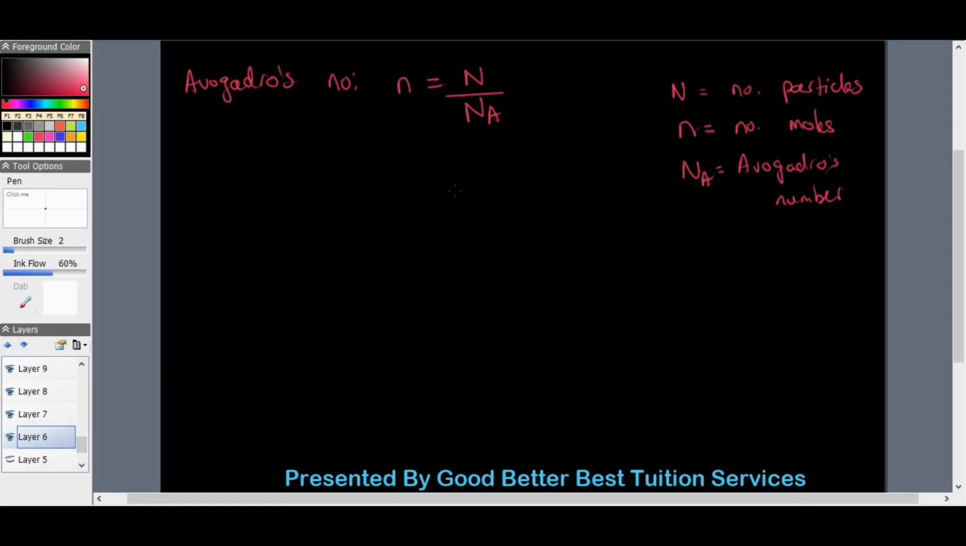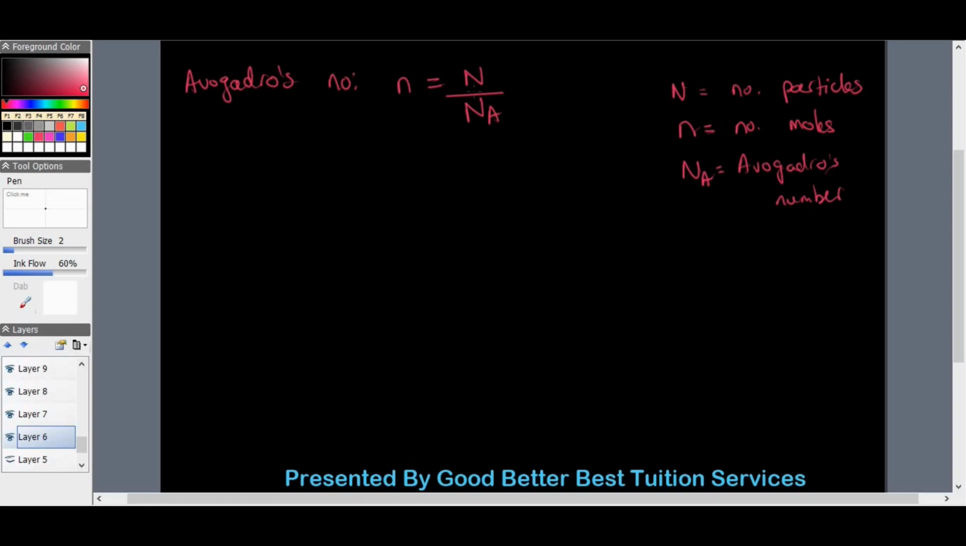Okay, in the formula, if you're trying to find the number of moles of a substance but you know the number of particles, take it divided by Avogadro's number, and it'll give you the number of moles. If you have the number of moles as well as Avogadro's number, you can find the number of particles within any molecule. So that's how that formula works, kind of basic.